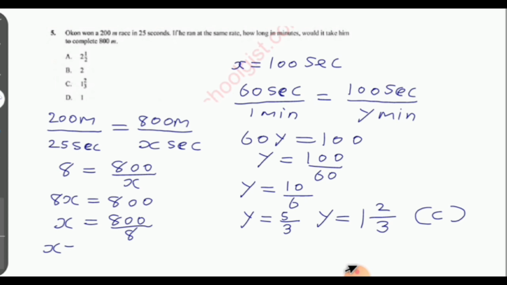So this is what we'll stop for today. We'll continue solving from question 6 in our next class.